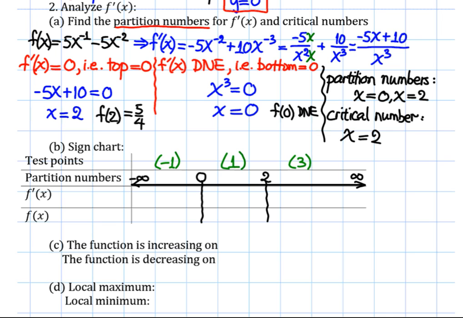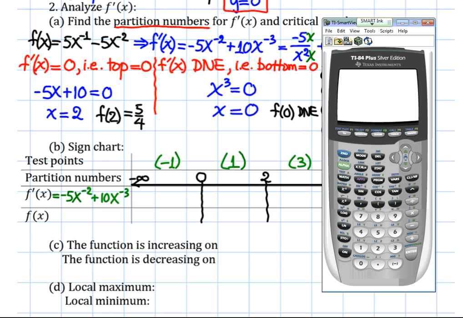So those are the test points, and we have to test with the derivative. We should write the derivative here. That is negative 5x to negative 2 plus 10x to negative 3. I also use the calculator for this one. Now we have to enter the derivative, negative 5x to the negative 2 plus 10x to the negative 3, and then find the values. When x equal to 0, obviously it's undefined, but at negative 1, it is negative. At 1, it is positive, and at 3, it is negative. Right?